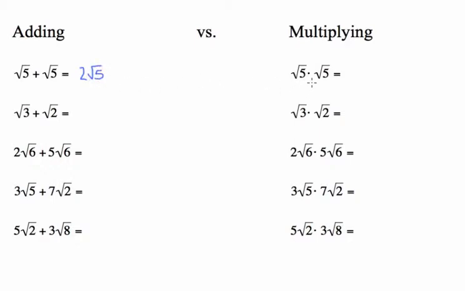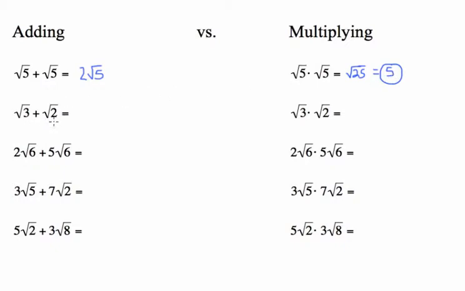Root 5 times root 5, you multiply what's underneath, so you'd get root 25, which would simplify to 5. Also, there's a shortcut for this. If you take root 5 times itself, you're actually squaring a square root, which is an inverse operation. So it's going to undo it, leaving you with just 5.